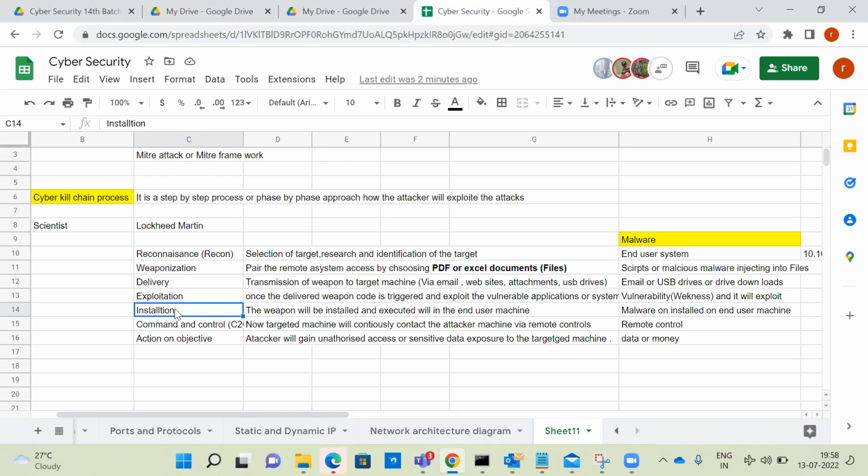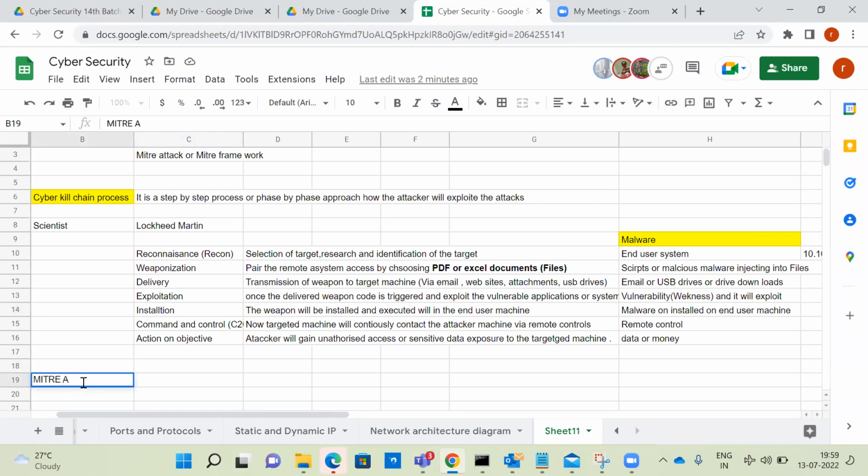I'm repeating once again: in between exploitation and installation, persistence will come. It's like continuous monitoring. The attacker will identify the weakness and monitor for a couple of days, then completely install and execute that malware. That is called persistence. Okay, we can see that later. It is one of the tactics basically. So coming back, the MITRE framework.